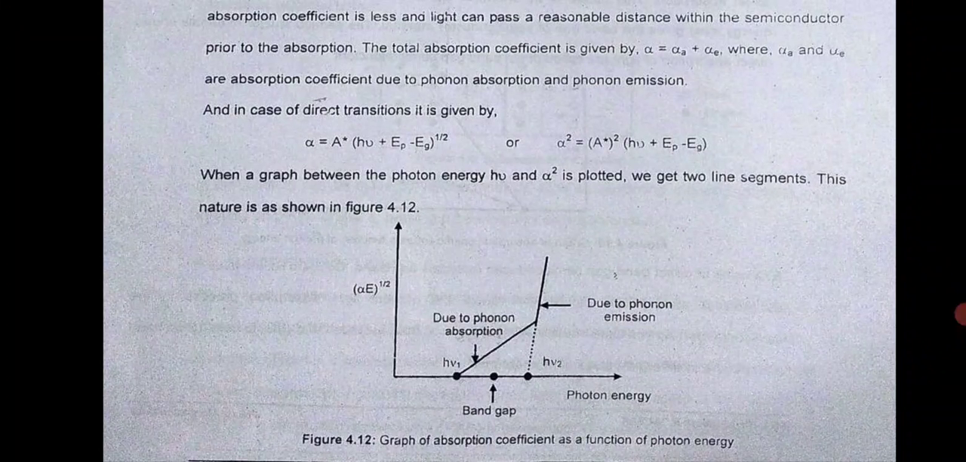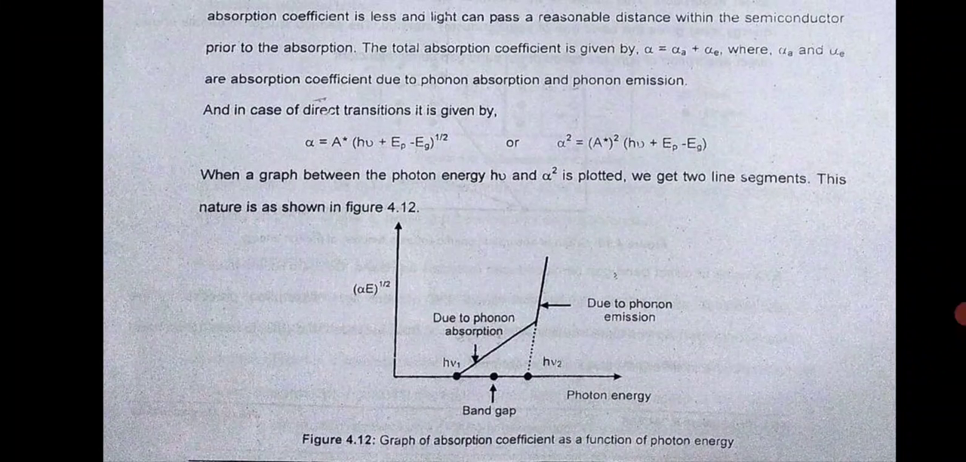And the absorption coefficient is less, and light can pass a reasonable distance within the semiconductor prior to absorption. The total absorption coefficient is given by alpha equals alpha A plus alpha E, where alpha A and alpha E are the absorption coefficients due to phonon absorption and phonon emission. In the case of direct transition, it is given by alpha equals A star (h nu plus EP minus Eg) whole power 1 by 2.